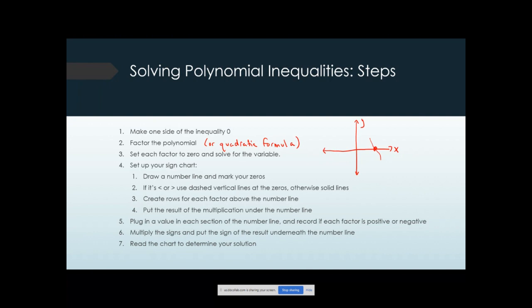If it's a less than or equal to or greater than or equal to, you're going to draw a solid line at the zeros, and that just indicates that those are allowed to also be part of the solution. Then you create rows for each factor, and then you basically multiply the signs, and that goes underneath your number line. And so you plug in numbers, determine if it's positive or negative, write that down, and then multiply, and then you look at the chart for your solution.